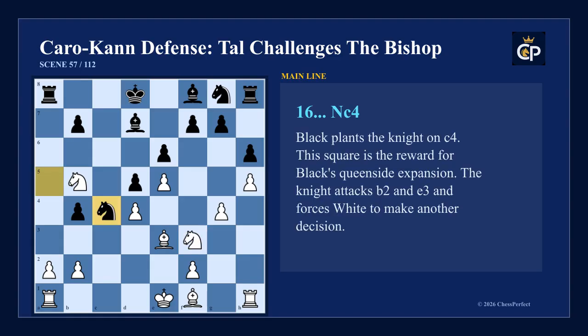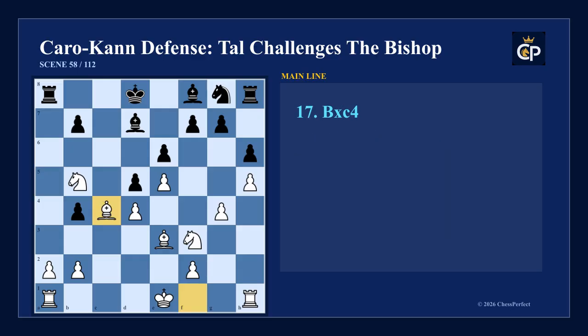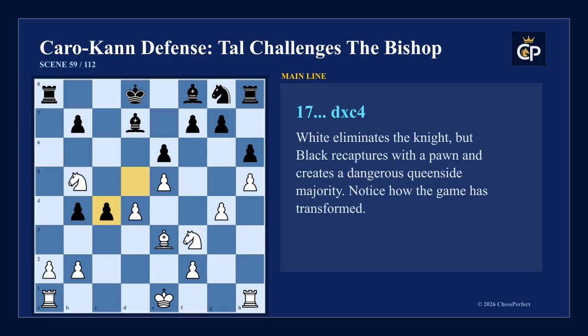Knight c4. Black plants the knight on c4. This square is the reward for black's queenside expansion. The knight attacks b2 and e3 and forces white to make another decision. Bishop takes c4. D takes c4. White eliminates the knight, but black recaptures with a pawn and creates a dangerous queenside majority.